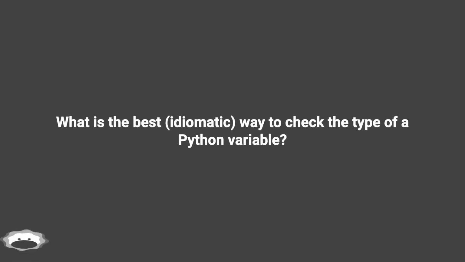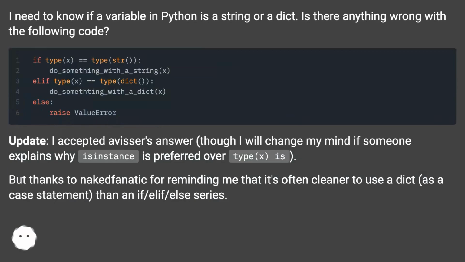What is the best, idiomatic way to check the type of a Python variable? I need to know if a variable in Python is a string or a dict. Is there anything wrong with the following code?